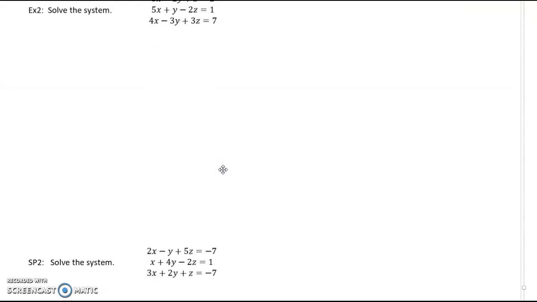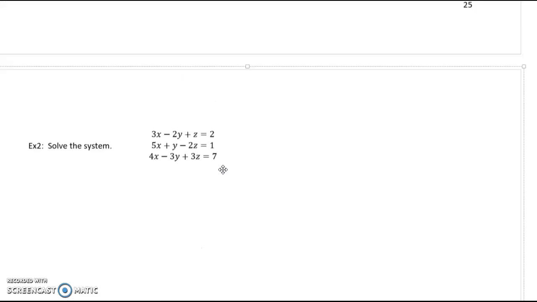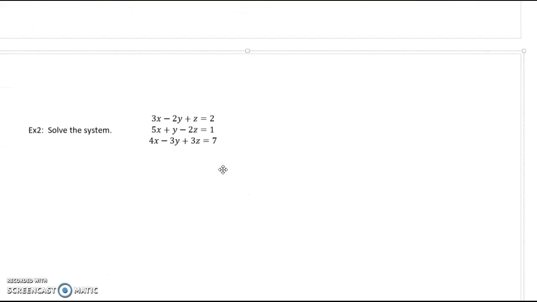And in class, we're going to learn how to do that in the calculator. But let me show you by hand. If you are going into a field that does require more math, you will probably see this again. So in order to solve three equations with three unknowns by hand, I'm going to color code them.